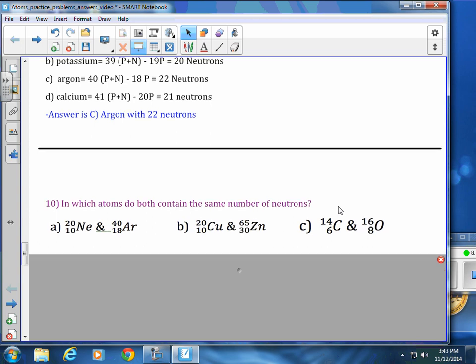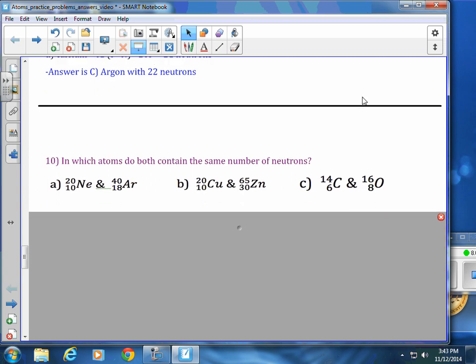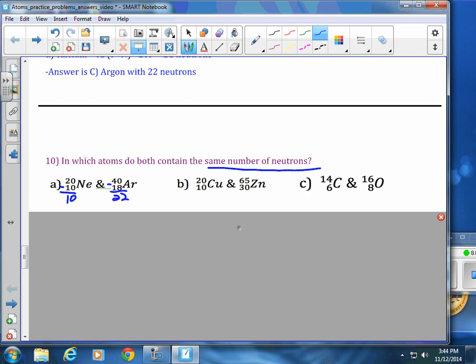Number 10. In which pair do both atoms contain the same number of neutrons? So again, you're kind of doing the same math problem, but now we're making it one step harder. Now you have to compare the two. So if I take 20 minus 10, that's going to be 10 neutrons here. 40 minus 18, that's going to be 22 neutrons, so it can't be this one. They do not have the same number of neutrons.